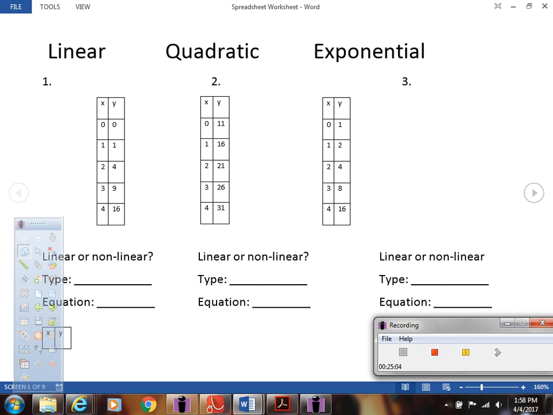Wait, why is that a 3? That's not right. No, I meant for that one, but it's an X. I'll do it again. It was 1 times 3, but then the power was an X.